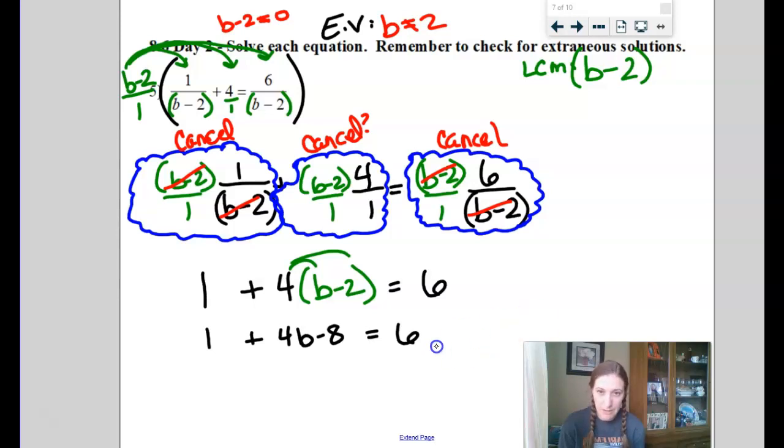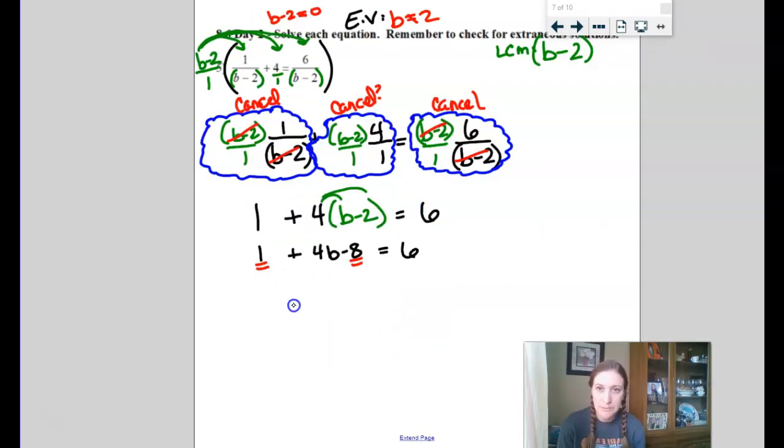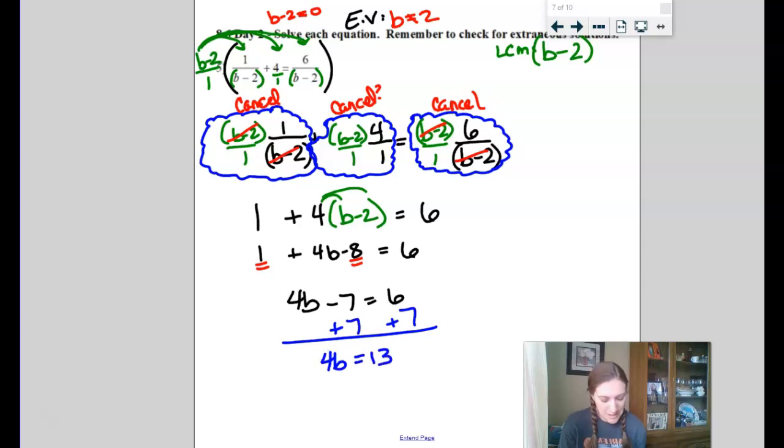You're going to want to bring everything to the opposite side. So b's on one side, constants on the other. You might want to start by combining your 1 and negative 8 here, though. So we got 4b minus 7 equals 6. And finally, we can move the terms around. All right, so adding 7. My pen is delayed. This is not a good sign. All right, 4b equals 13. So b equals 13 over 4.